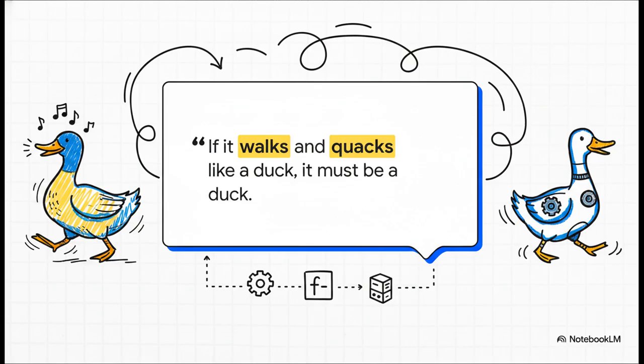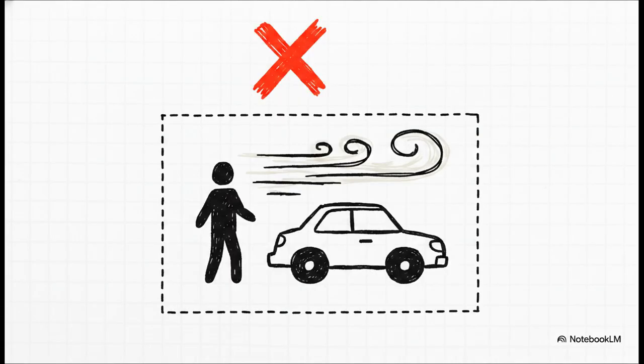This is the absolute core of Python's philosophy. Python really doesn't care about a strict family tree. It cares about behavior. It only cares about what an object can do, not what it inherently is. So the answer to that question is false. Inheritance is not strictly required for polymorphism in Python. It's all about the methods.